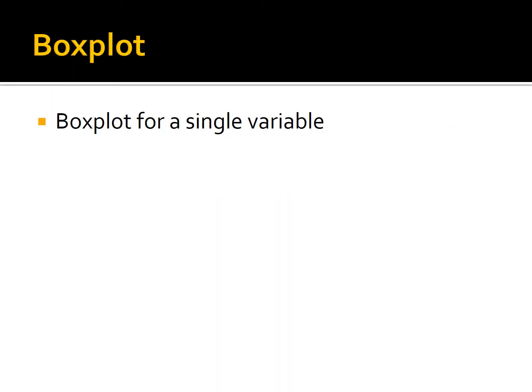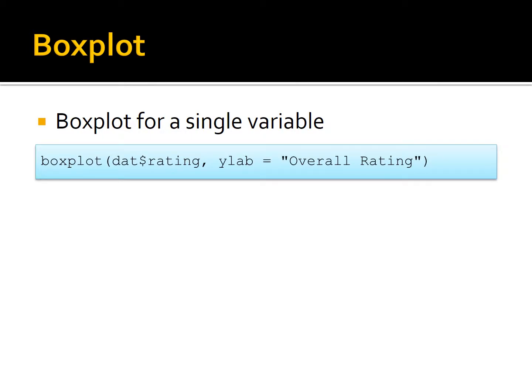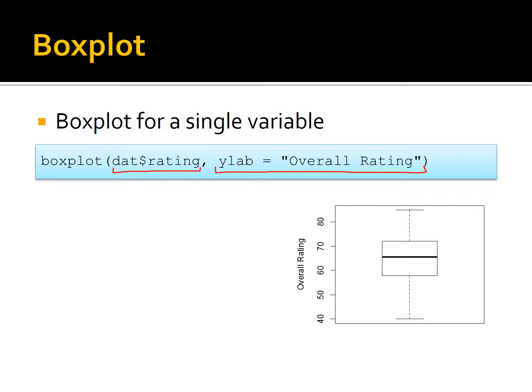So next, box plot. If we would like to provide a box plot for a single variable, it is very easy, such that we just put the variable over here, and I also provide the label as overall rating. You will see this box plot. It is very straightforward.